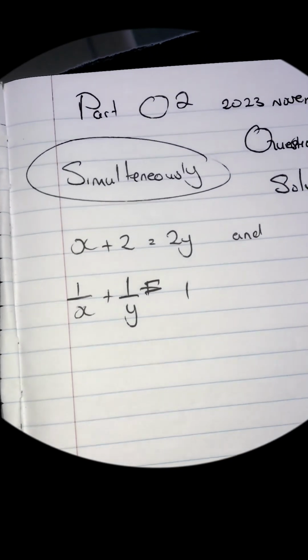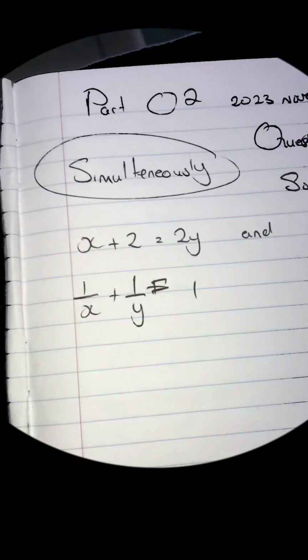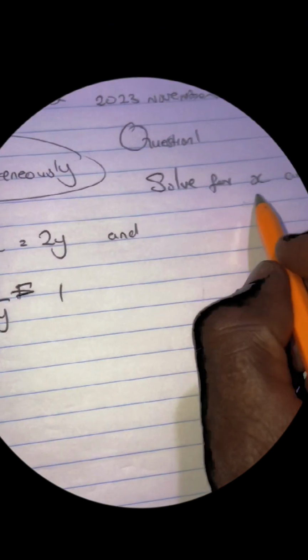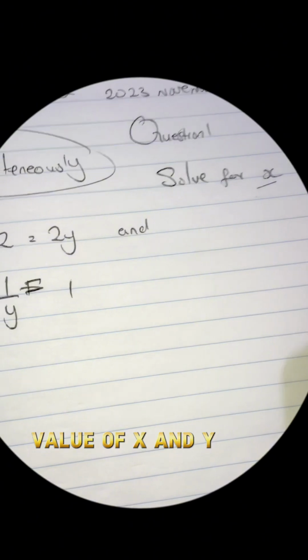Okay, welcome to our part 2, November 2023 question paper. We're still on question number 1. In simultaneous equations, we are solving for what? X and Y. We are looking for the value of X and the value of Y.